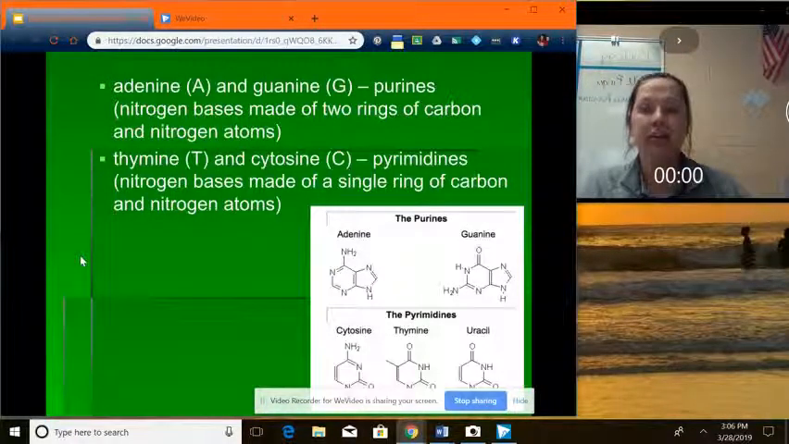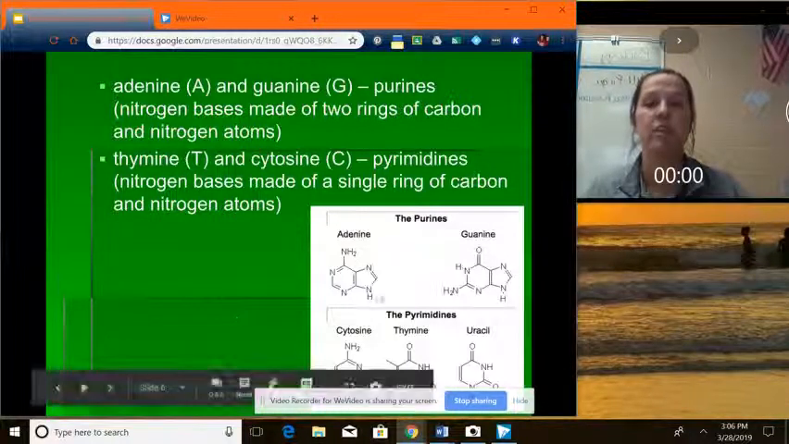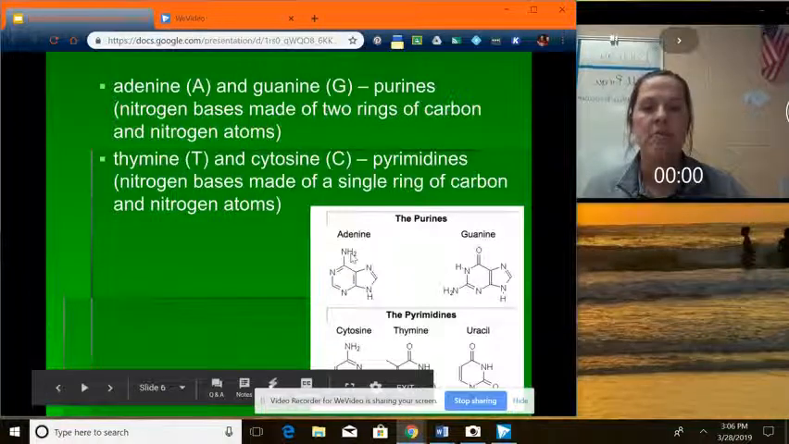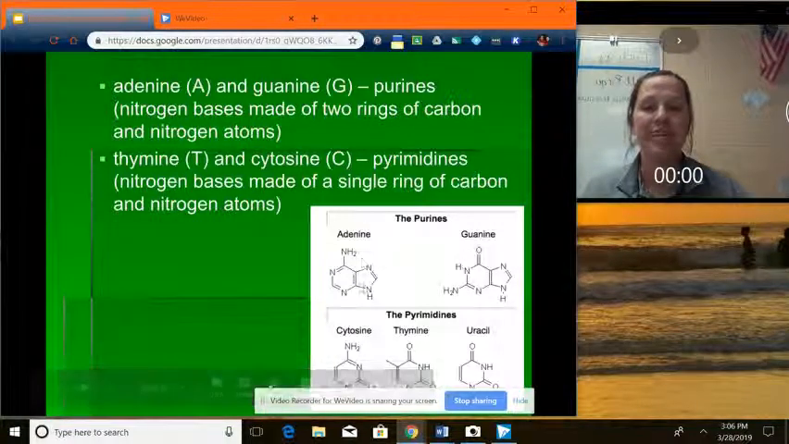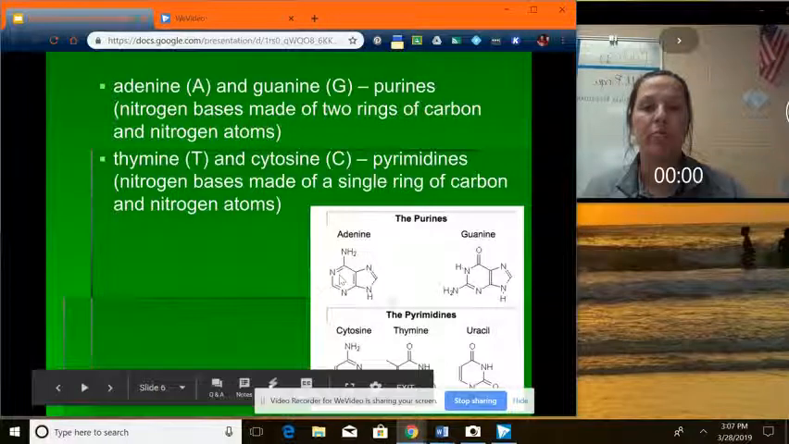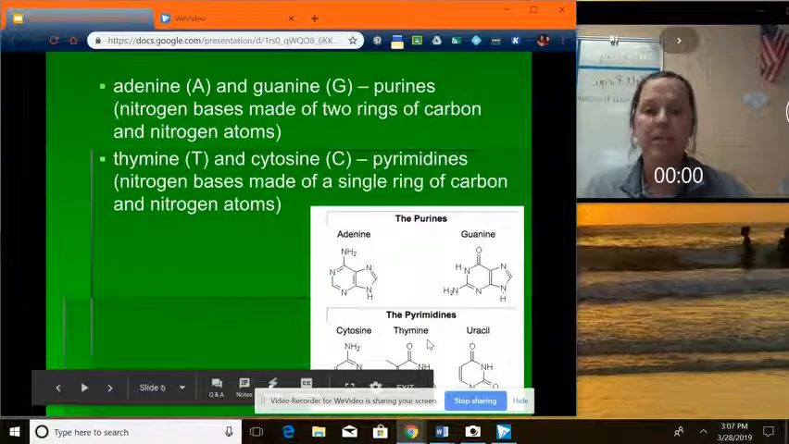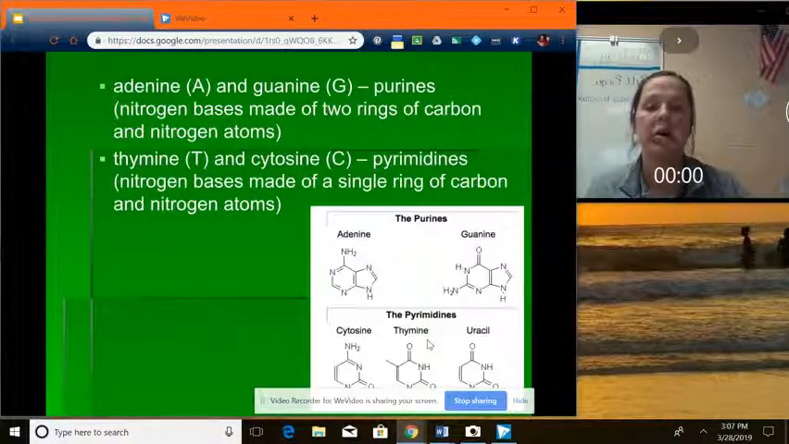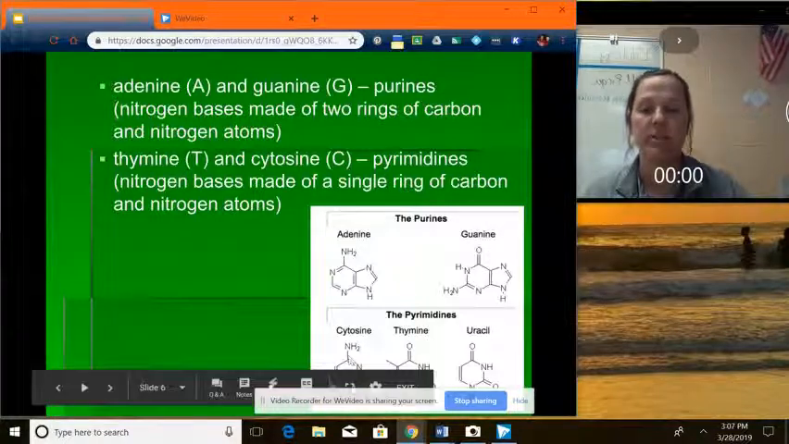A and G, adenine and guanine, are what we call purines. And basically what that means is they are bases that are made of two rings of carbon and nitrogen. If you look at the picture down here, this is A, this is G, and you can see they have two separate rings on each of them. Thymine and cytosine, however, are what we call pyrimidines, and they are made up of just one ring of carbon and nitrogen, and you can see that down here below. You can clearly see the difference between the one and the two.